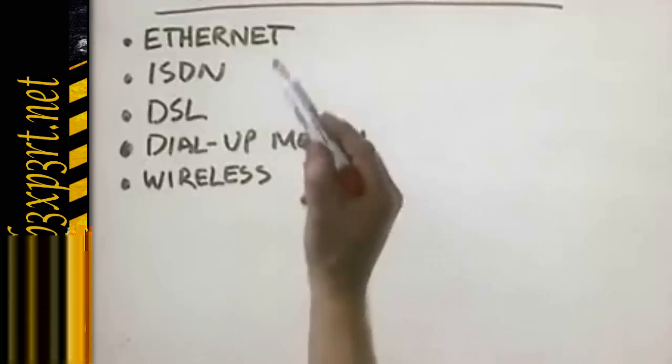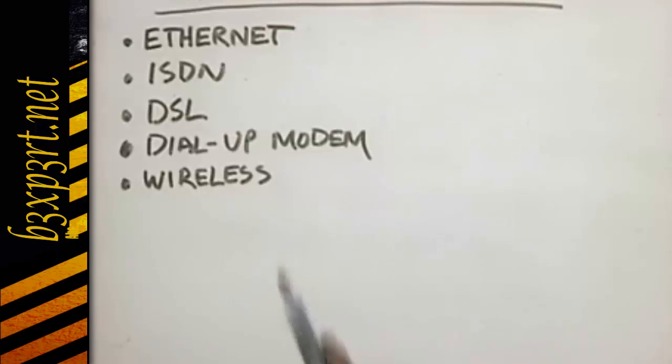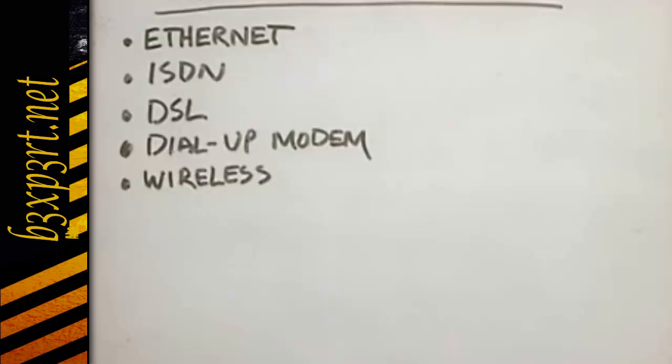The first one we need to look at is one of the most common and most popular ways to connect a host to the network, and that is an Ethernet connection. Ethernet connections are used by organizations large and small. Many home networks now even use Ethernet connections to connect systems together. 5-6 years ago, this was unheard of at home. Now it's becoming quite common.